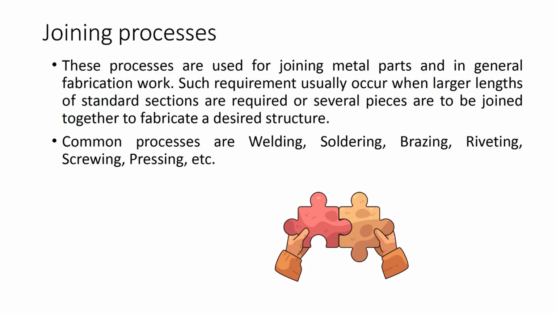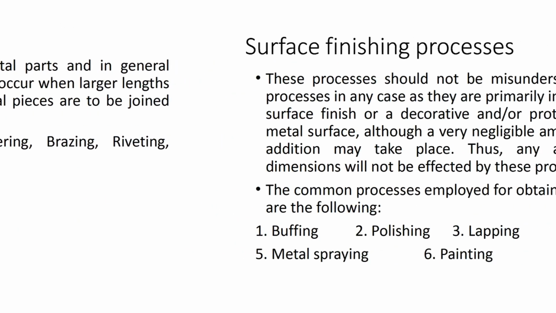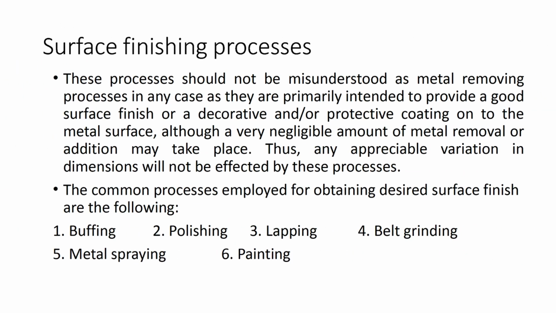But a part isn't truly finished until its surface is right. This is where surface finishing processes play a crucial role. Let's be clear, these processes should not be misunderstood as metal removing processes. They are primarily intended to provide a good surface finish or a decorative or protective coating on the metal surface, although a very negligible amount of metal removal or addition may take place.